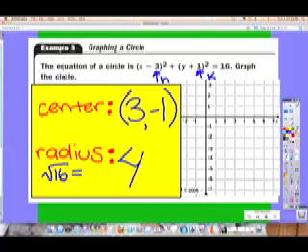Okay, so over 3, down 1. Here's our center. Then start at your center and count the radius out. I always go top, bottom, left, and right. So start here, go up 1, 2, 3, 4, make a mark.